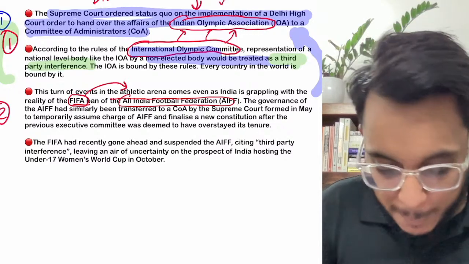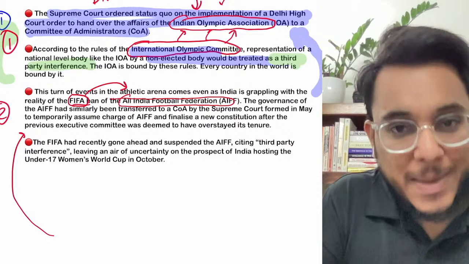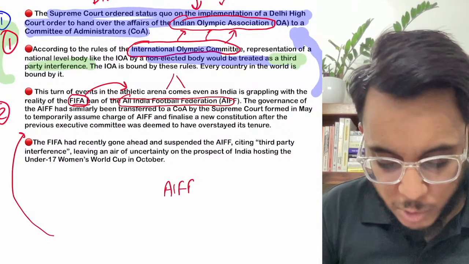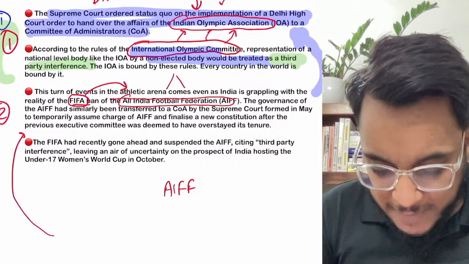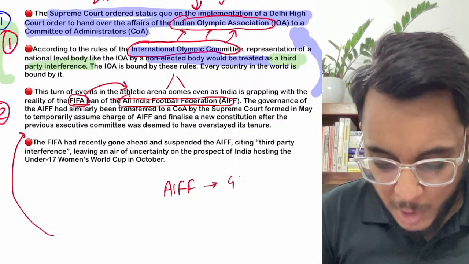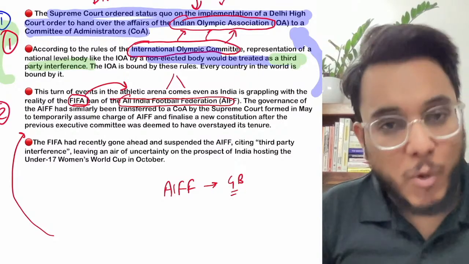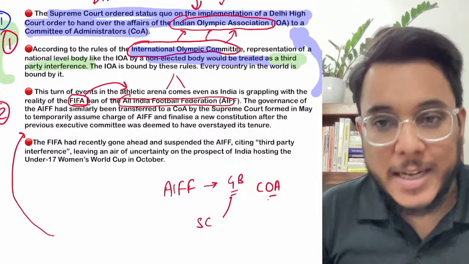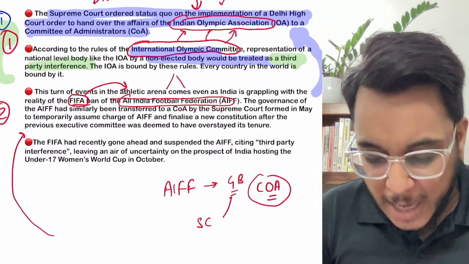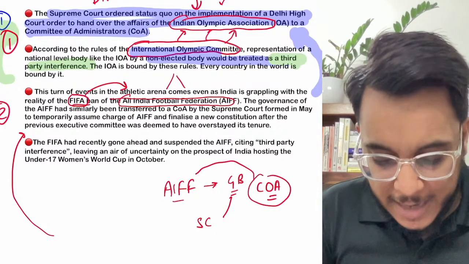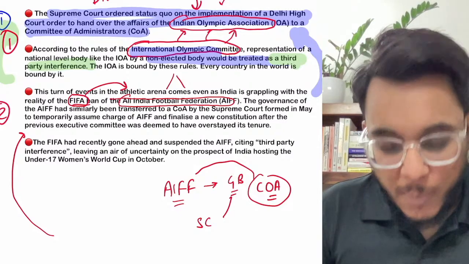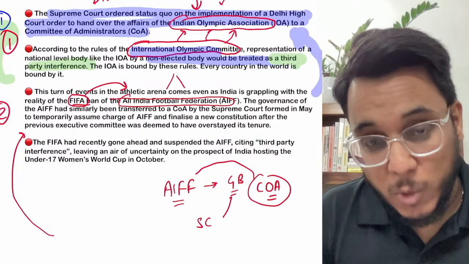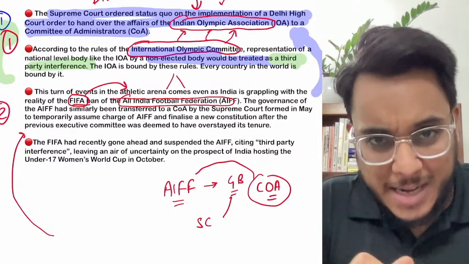Why has it banned? Because, guys, the same kind of thing happened in the case of the All India Football Federation, AIFF, a few days back. The AIFF's governing body was removed, and the Supreme Court instituted a COA, that is the Committee of Administrators, and now they are managing the governing of the AIFF. Now, why has this happened? Again, because the Supreme Court has said in the past what has happened.